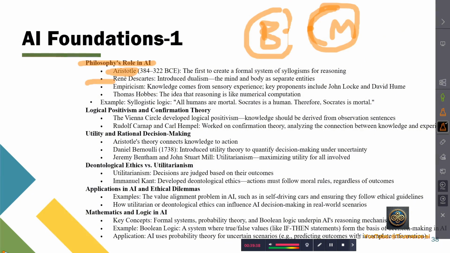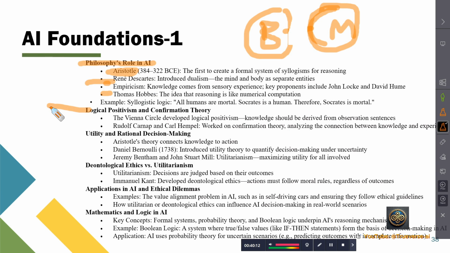Another philosopher also tried to argue the data-driven nature of modern AI. Like two other philosophers, especially Hobbes, he likened reasoning to numerical computation, which is central to how modern AI systems process data.